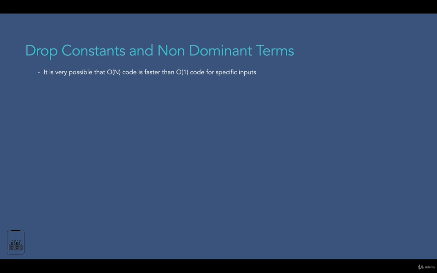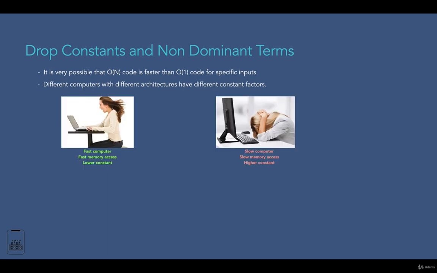Now we know that different computers with different architecture have different constant factors. A faster computer might be able to access memory faster than a slower computer. So a faster computer will have a lower constant factor for memory access than slower computers. However, we are just interested in the algorithm, not the hardware. The constant terms in asymptotic analysis express the computer hardware, so we don't need to analyze the computer hardware, because we are interested in the algorithm when we are doing asymptotic analysis. So we ignore such constant terms from our expressions.